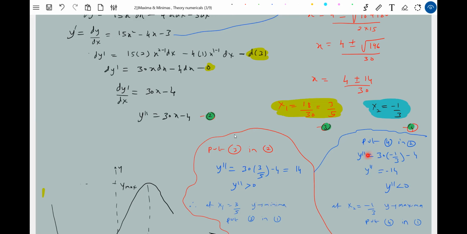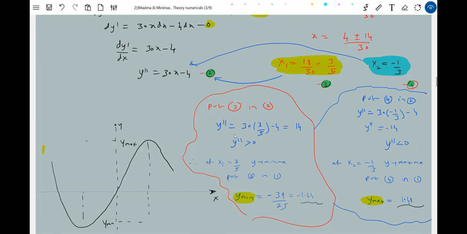Then what about this, sir? This value, I'm going to put it here. Then solving for y double dash will end up less than 0. What does it mean? Maxima exists at this particular point, where x2 equals minus 1 by 3. Then what about the curve?